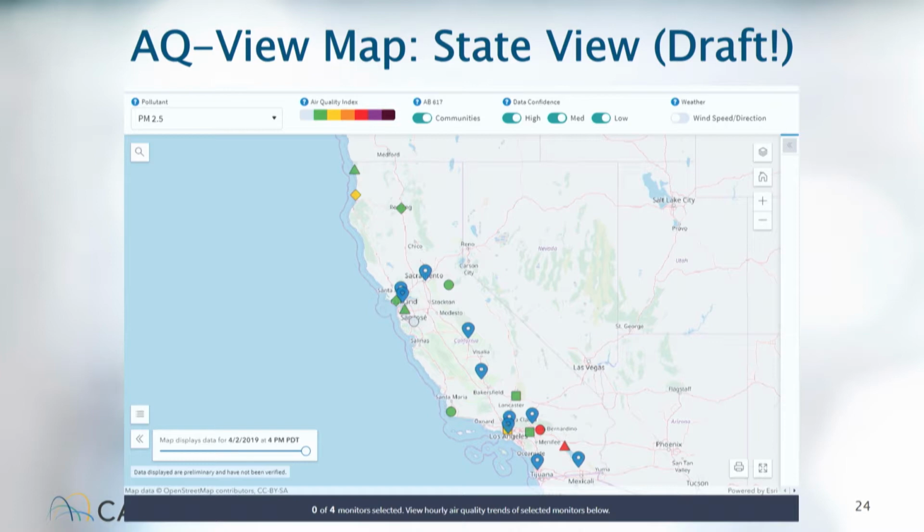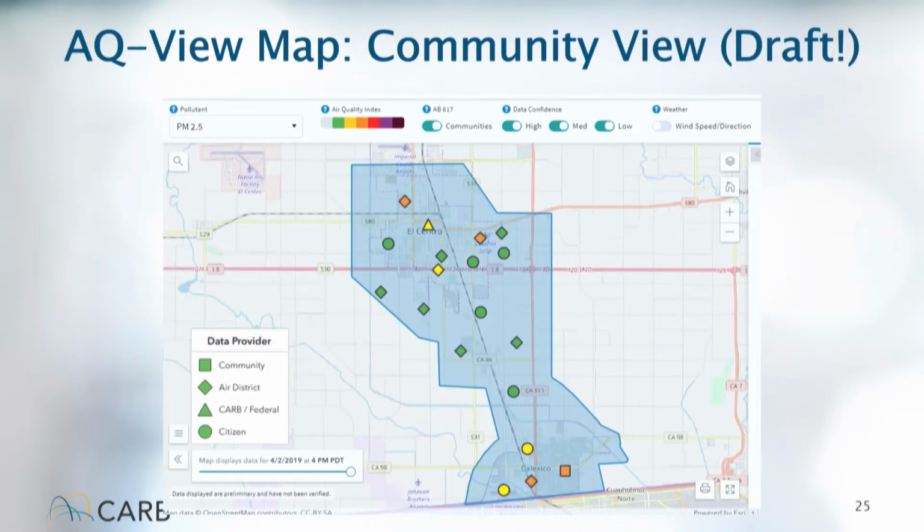We also have a time slider that lets you go back 24 hours to view how the monitoring data have changed. And then we have not only the monitoring locations, but also these blue balloons, which represent those 9 communities that were selected. As you zoom in on the map, at a certain zoom extent, those blue balloons will become the community boundaries, which are part of the AB 617 process. They're defined in that.